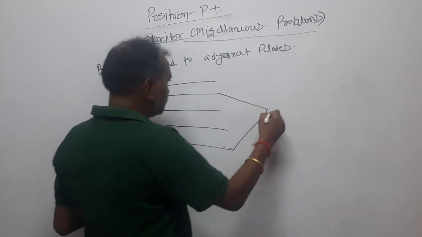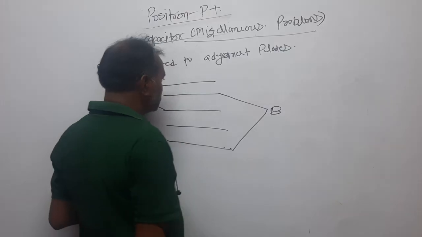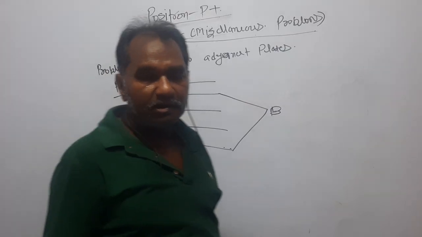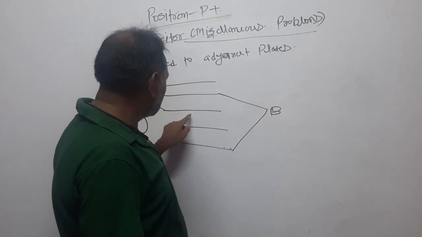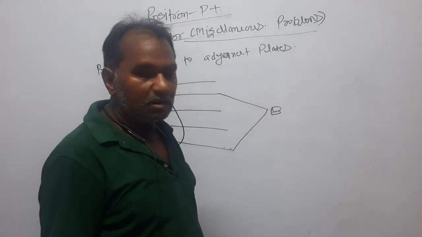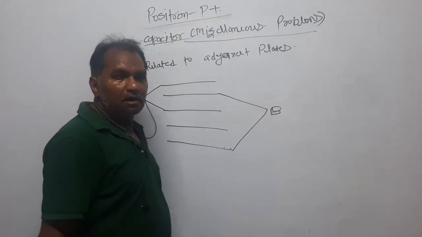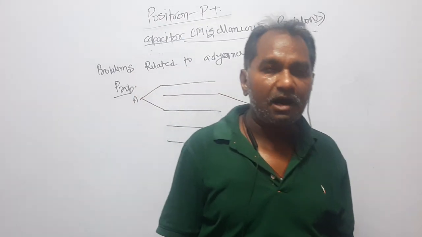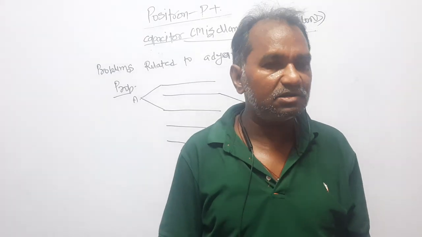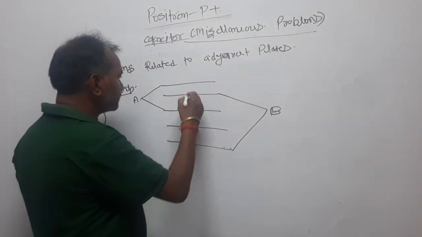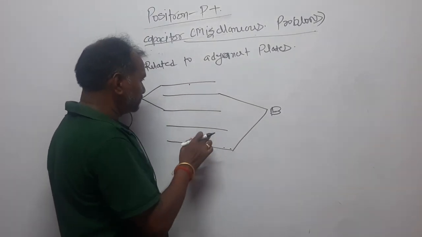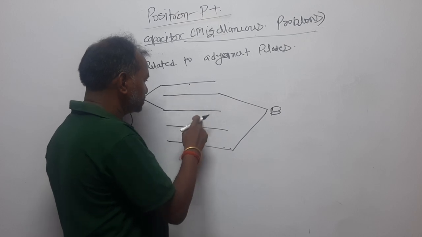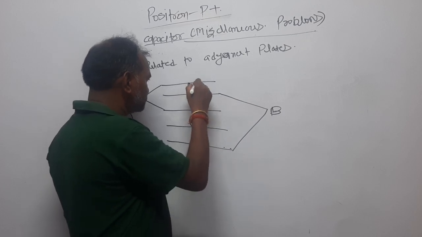Now, what we have to do? We have to find out the equivalent capacitance between A and B. Here are the 5 plates: 1, 2, 3, 4, 5. These 5 plates are identical, meaning they have equal area and equal separation between them. So these 5 plates will form 4 capacitors: 1, 2, 3, 4. Let each have the capacitance C.